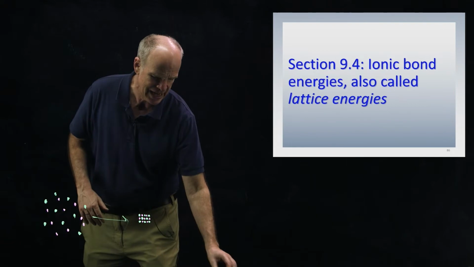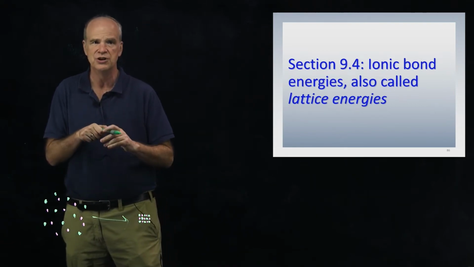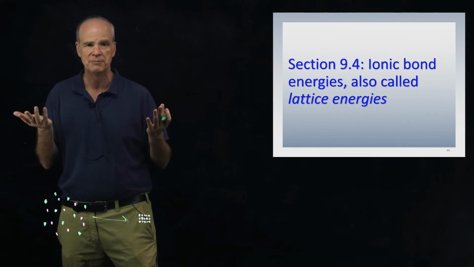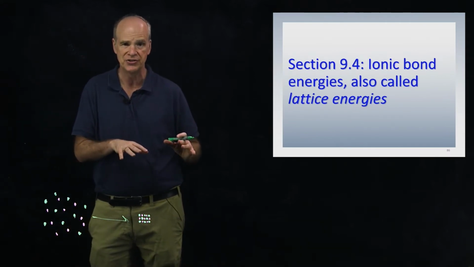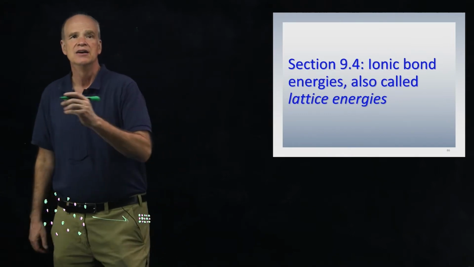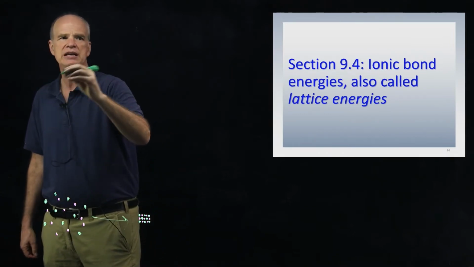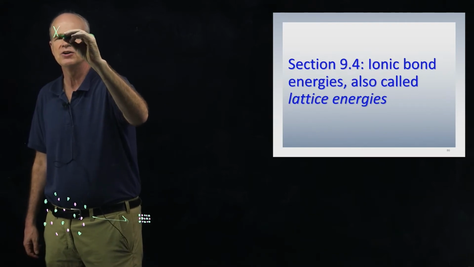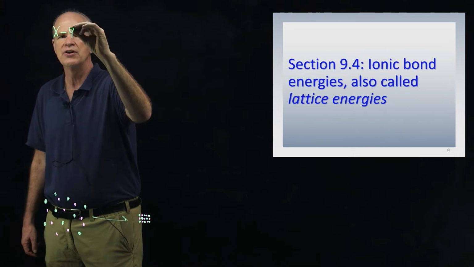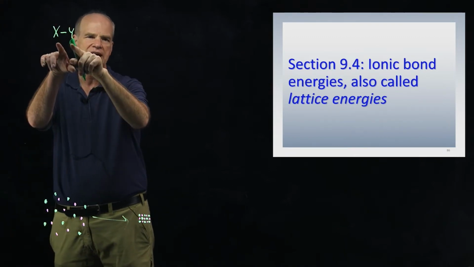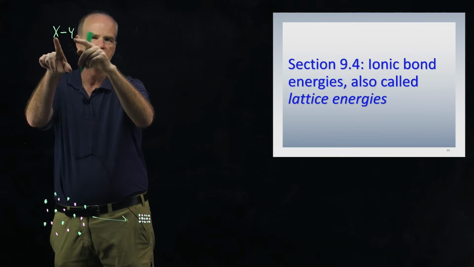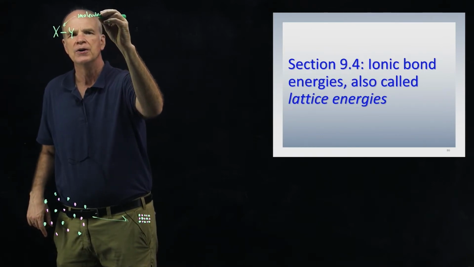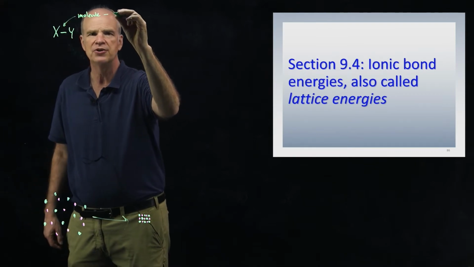So to introduce that, let me make a few notes here to compare bond energy of covalent bonds to lattice energies of ionic bonds. Again, what we learned last time is, let's say we have a molecule held together with a covalent bond. Let's say this molecule has one atom of X and a different atom of Y. So this is a molecule here, and the bond holding the atoms together is a covalent one.